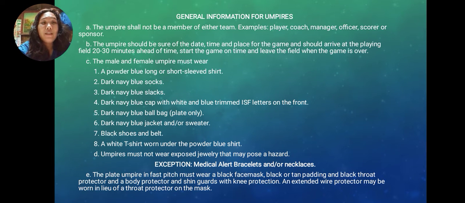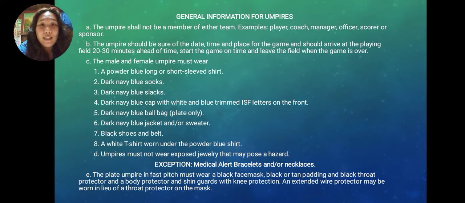So, the general information for umpires. For letter A, the umpire shall not be a member of either team. Examples: the player, coach, manager, officer, scorer, or sponsor. For letter B, the umpire should be sure of the date, time, and place for the game and should arrive at the playing field 20 to 30 minutes ahead of time, start the game on time, and leave the field when the game is over.